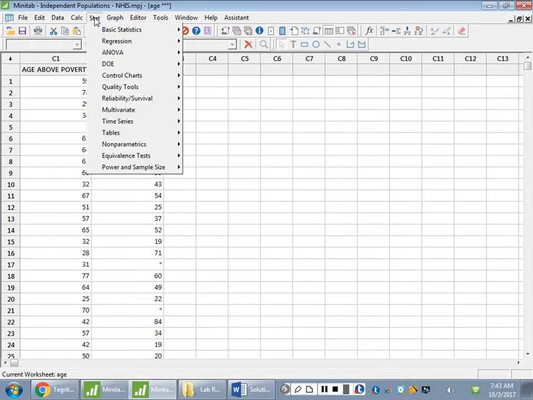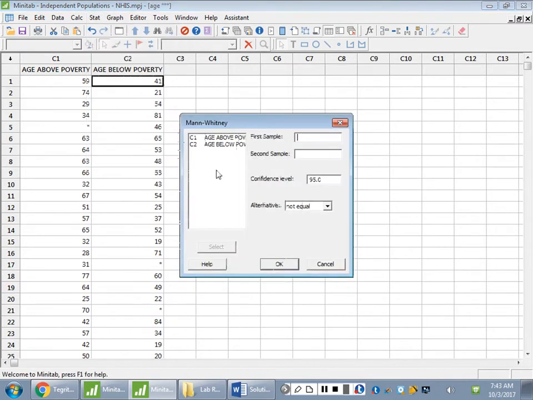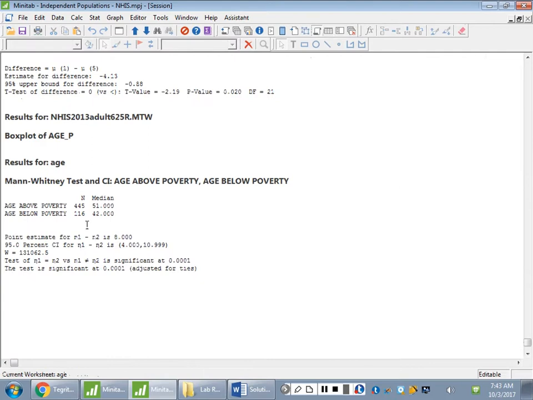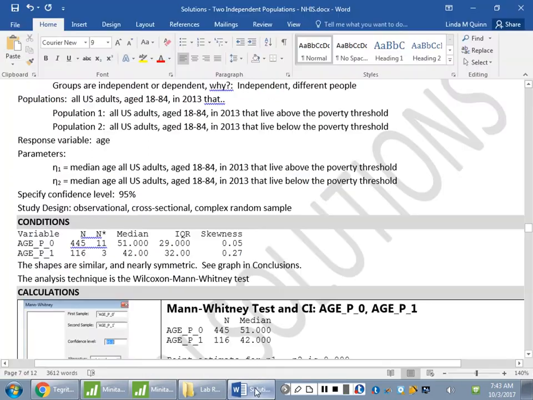We're going to go to Stat. Excuse me. Non-parametrics. We're going to do the Mann-Whitney. We're going to pick the order we want. Mine is above poverty versus below poverty. Confidence level, 95%. Alternative is always not equal when we're doing a confidence interval, and we'll say OK. And we get this output here. Okay? So I've got that in my solutions.